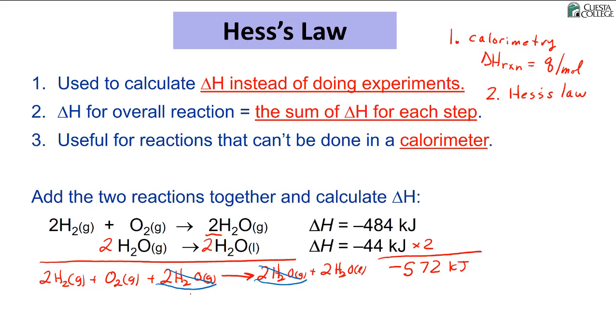We can then write the overall equation of 2H2 gas plus O2 gas goes to H2O liquid. That releases more energy than just having the reaction produce H2O gas, which was negative 484 kilojoules. So this is an example of Hess's Law, where adding two reactions together can give you an overall equation and a new value of delta H.